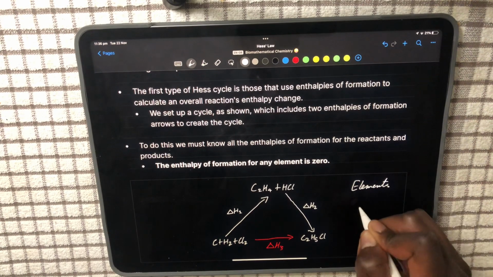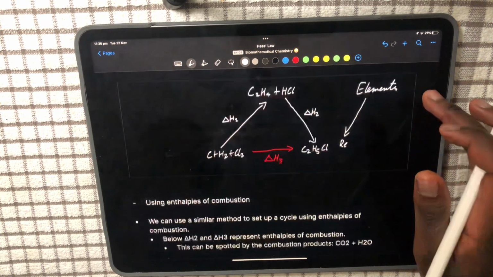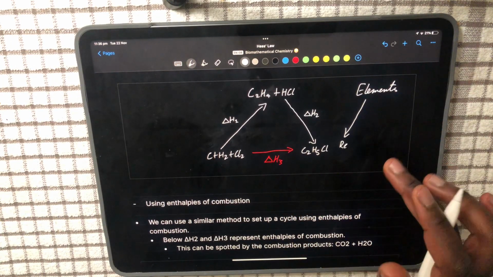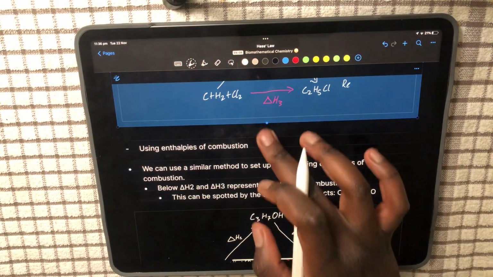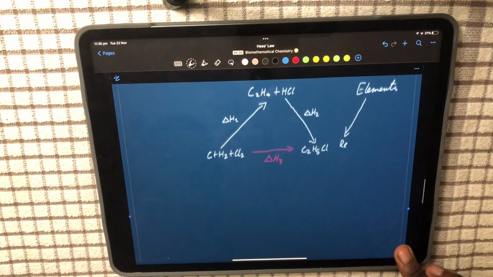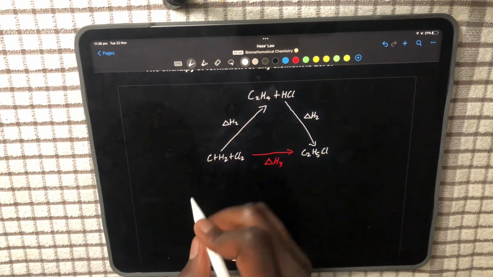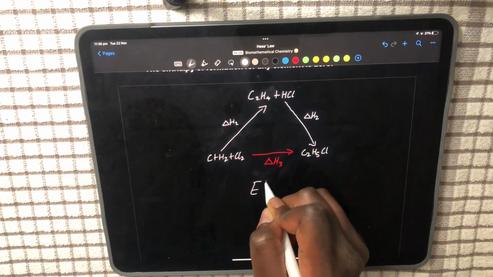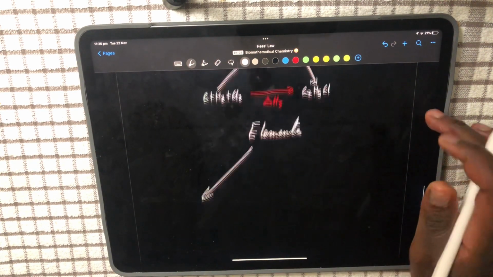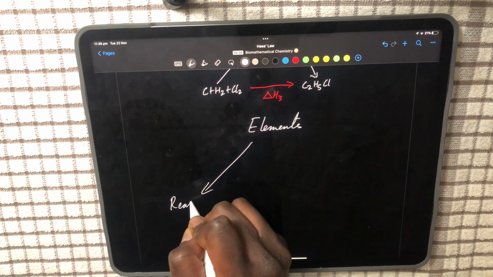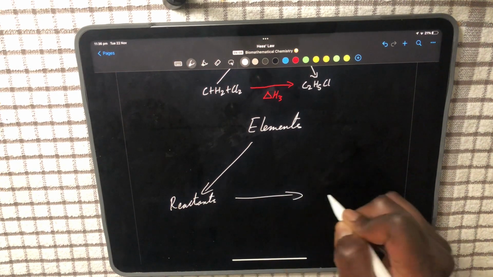elements, reactants. Actually, can I just draw this down? I could just draw this down, right? There we go. Elements are here, reactants, products.